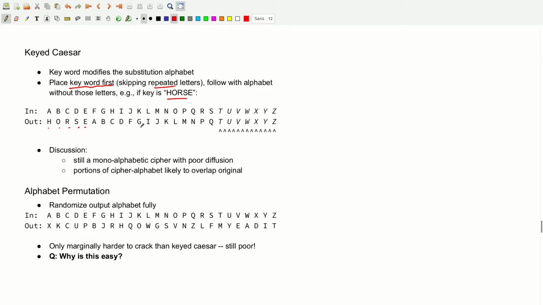F, G, skip H because we've already used it. I, J, K, L, M, N, skip O because we've already used it. P, Q, R, S we used, and then the rest of the alphabet. So now if I wanted to write, let's say, attack, okay, A is H, T is T, A is H again, C is R, and K is G.